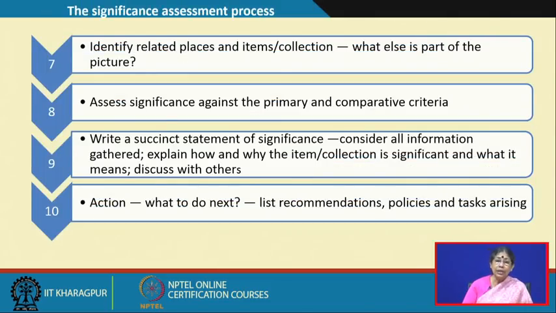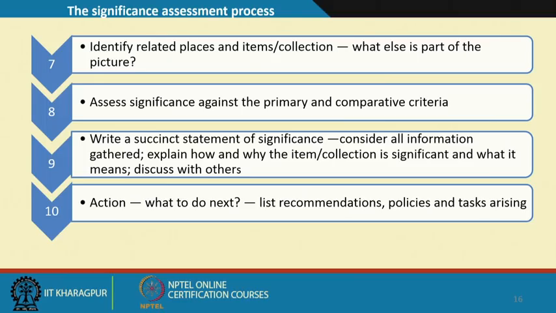Then identify the related places and items of the collection. What else is part of the picture? There can be a connectivity between two or three items, or various items, in terms of aspects, importance, history, or some sort of people's association. And finally, the seventh: assess the significance against the primary and the comparative criteria.